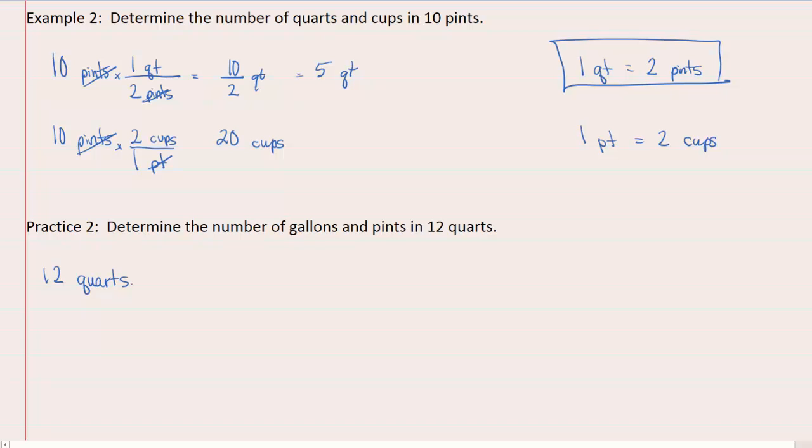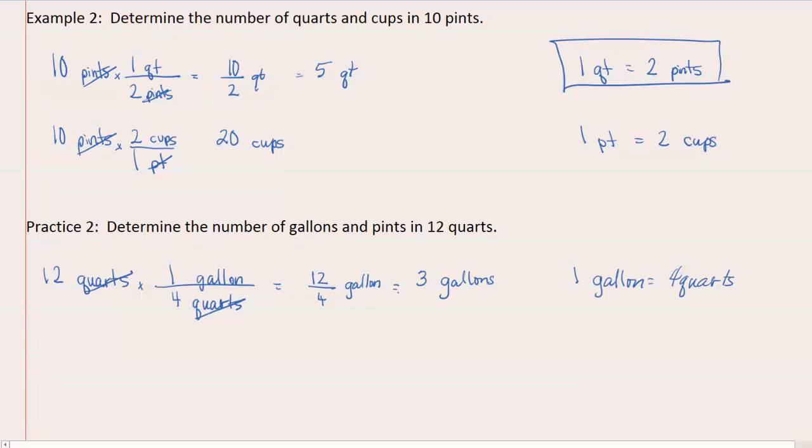Now that we've written 12 quarts, we need to know the conversion factor between quarts and gallons. Remembering that 1 gallon equals 4 quarts, we can now set up our conversion factor. We would like to get rid of quarts, therefore we put the 4 quarts on the bottom. And we'll put 1 gallon in the numerator. The quarts are then reduced out, and we have 12 over 4 gallons. 12 divided by 4 is 3 gallons. Remember, you must always reduce your answers.